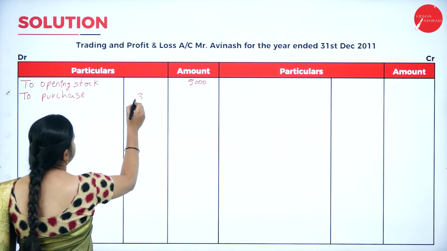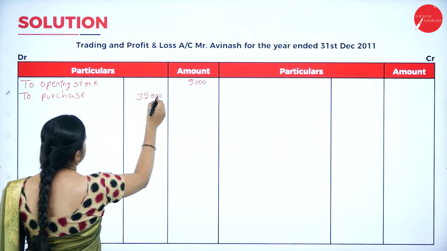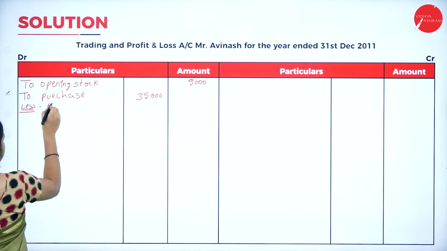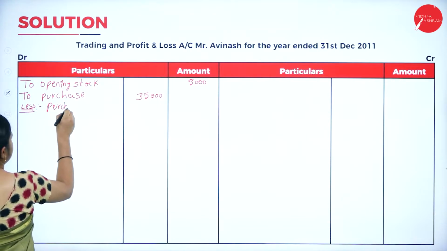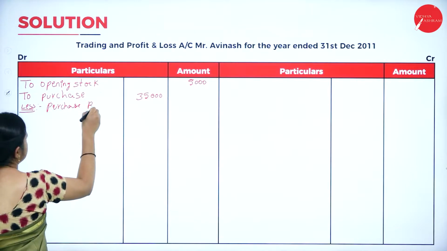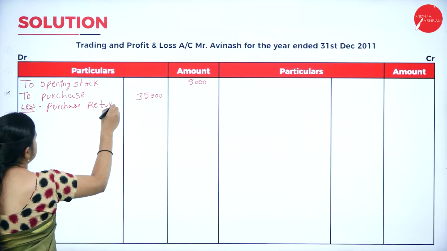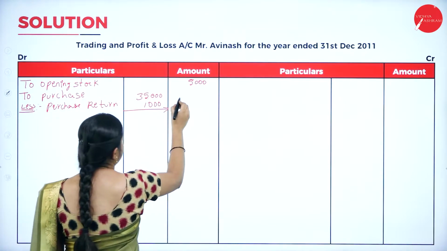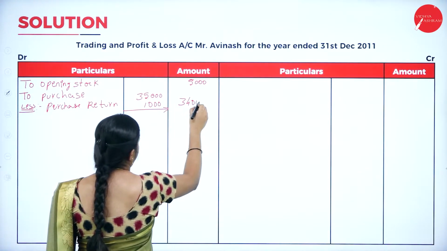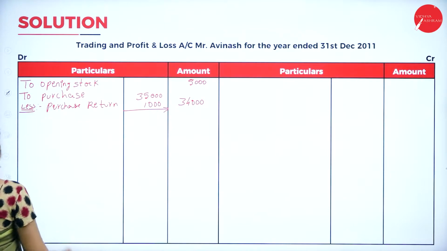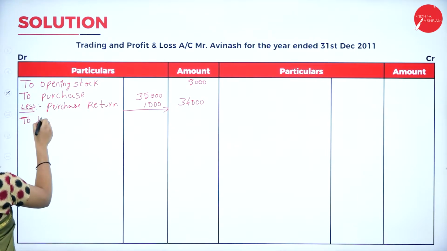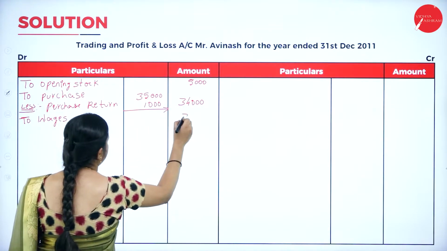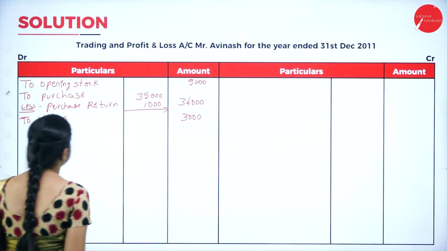Purchase, write in inner column 35,000 less purchase return 1,000. So 34,000 in the outer column. Next, to wages rupees 3,000.